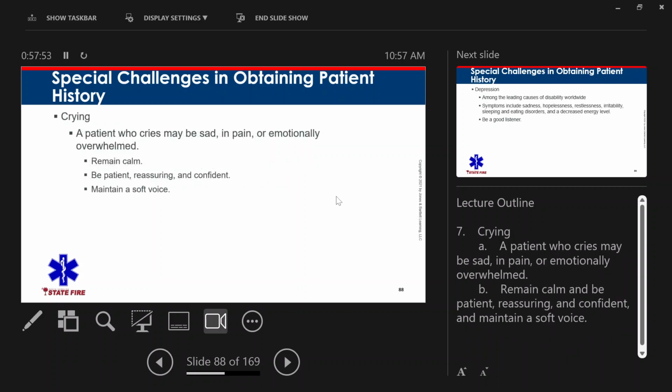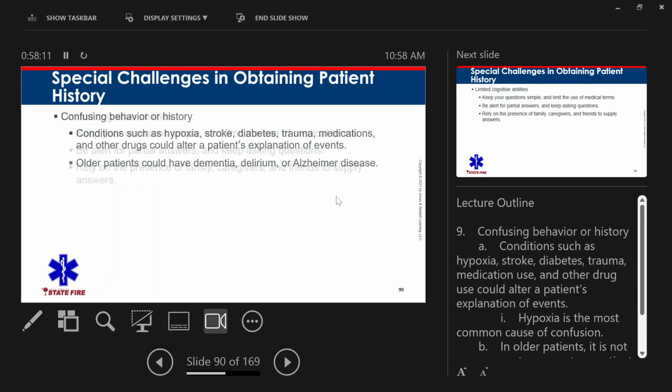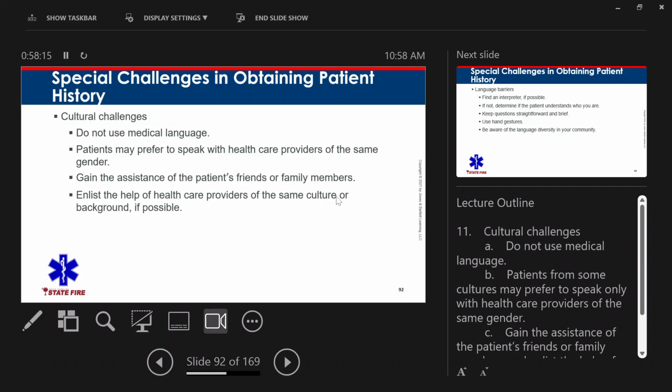Obviously, we deal with a lot of intoxicated patients. Crying is a thing we deal with a lot, and that's fine. Try to be understanding the best that we can. Remember that confusing and weird behavior might be a product of the emergency.